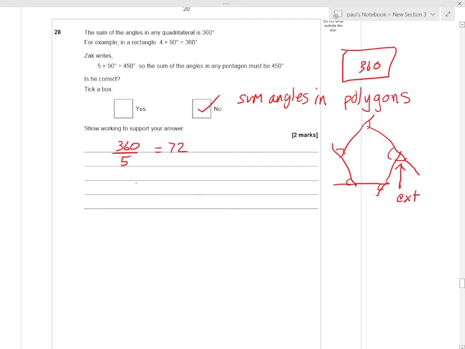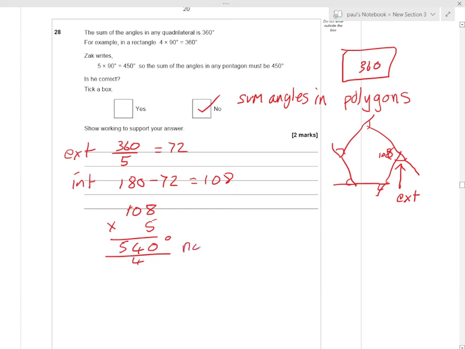Now this one is the exterior angle. The interior angle is on a straight line, so it's 180 minus 72, which equals 108. That one there is 108. If you've got 5 of them, just do 108 times 5, which is 540. So the answer is actually 540 degrees, not 450.